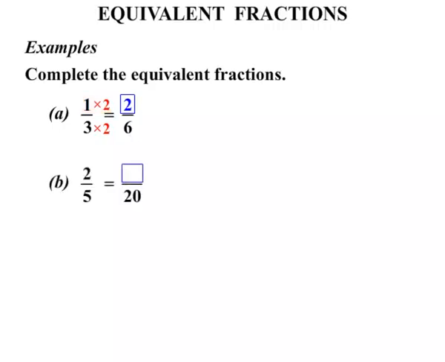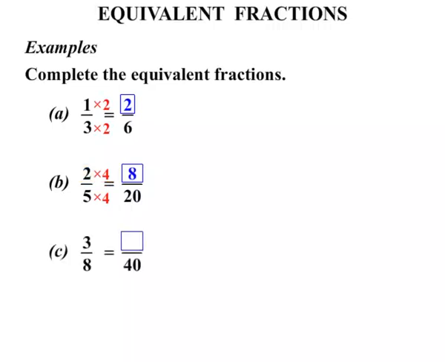The next one, 2/5 equals something over 20. Again, looking at our bottom numbers, our denominators, the 5 we've turned into a 20 by multiplying by 4. So if we multiply the bottom by 4, we multiply the top by 4 as well. So on the top, our numerator, 2 times 4 becomes 8.